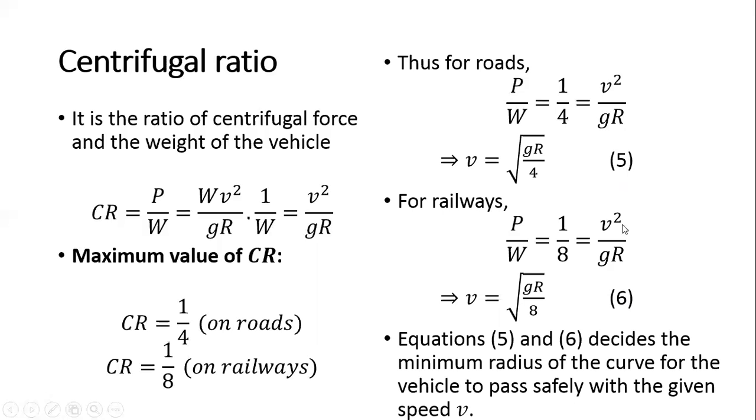Now using these two equations, 5 and 6, these equations decide the minimum radius of the curve for the vehicle to pass safely with the given speed. Now we know that the design speed on the highways is a specified design speed. Suppose that the highways and expressways are designed for 100 kilometers per hour. So we know this V value here. We know the G value. So using this relation, I can calculate the minimum radius of the curve which is required on the expressway to pass safely with the given design speed.